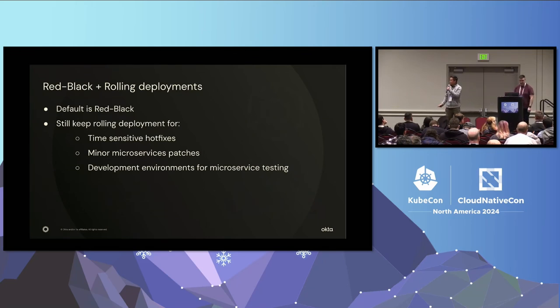So we implemented rollback deployment, and we also have had rolling deployment since day one. Then the question is, do we need to use both? The answer is yes, but by default, we use rollback deployment for all our customer environments. We still use rolling deployment in several situations, such as time-sensitive hotfixes, minor microservice patches, or testing environments for developers to do their microservice testing. Overall, the rule of thumb is that if the deployment doesn't involve any downtime, you just use rolling, especially for local environments. Otherwise, we use rollback for all our customer environments.